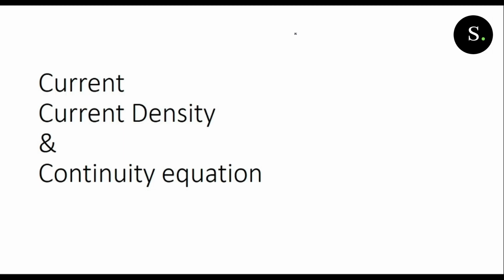All this while we've been discussing capacitances, inductance, and the kind of energy stored within electric and magnetic fields. Now let us take a baby step forward and try to define current density and the current continuity equations.